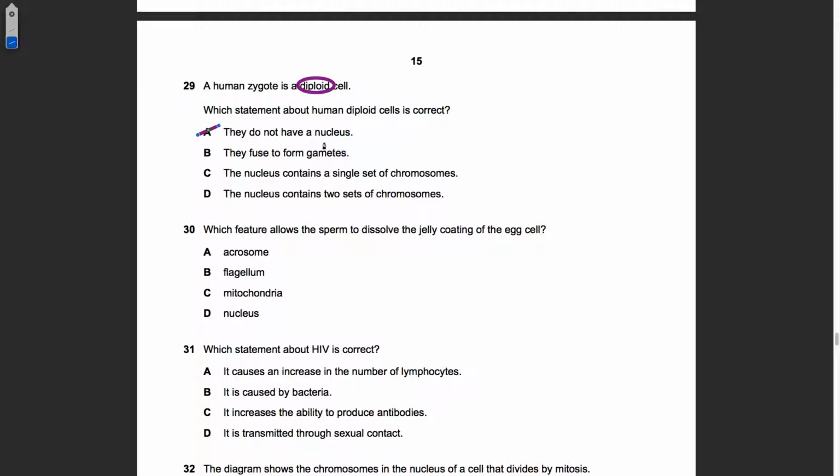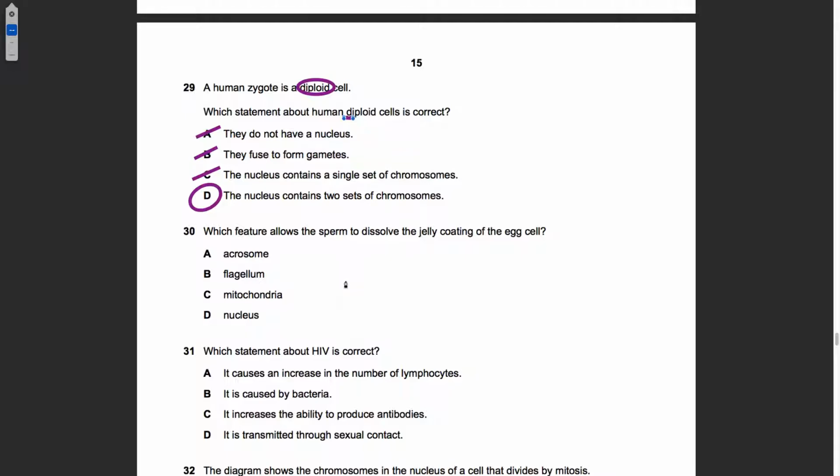They fuse to form gametes. No, that's backwards, isn't it? Gametes fuse to form diploid cells. The nucleus contains a single set of chromosomes. No, because that's what haploid means, when it's got half the normal number of chromosomes, and that's what a gamete would have, a sperm or an egg cell. So D, the nucleus contains 2 sets of chromosomes. Yes, and that word di means 2.